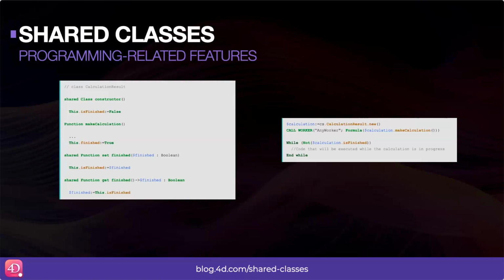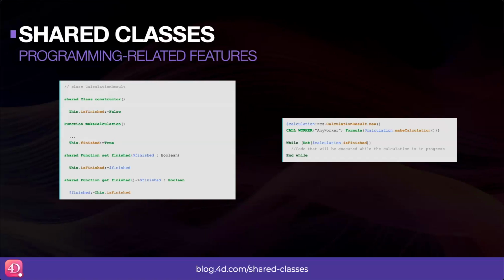For 20R5 introducing shared classes, which makes it easier to work with shared objects. Shared classes simplify the process of creating and using shared objects by automatically handling the necessary setup. By adding the shared keyword to a class constructor or a function, you indicate that it will create or modify a shared object. More specifically, using the shared keyword for a function avoids having to declare use or unuse blocks, as 4D will take care of them by itself.